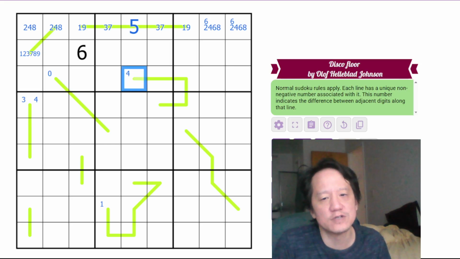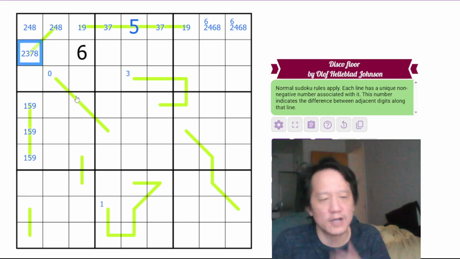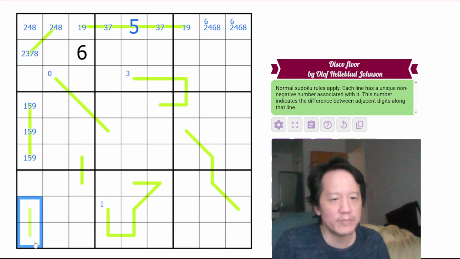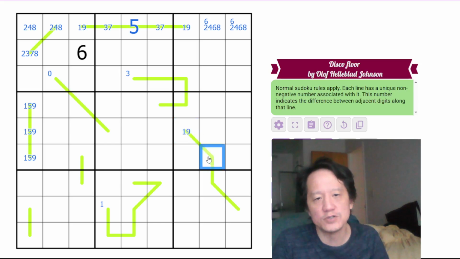This is a difference of 3, which means this is a difference of 4. So this has to be 1, 5, and 9, which eliminates 1, 9 here. This can't be 1 and 9, so this can't be a difference of 8. This has to be a difference of 8. So this is 1, 9, 1, 9, 1, 9, 1, 9 here.